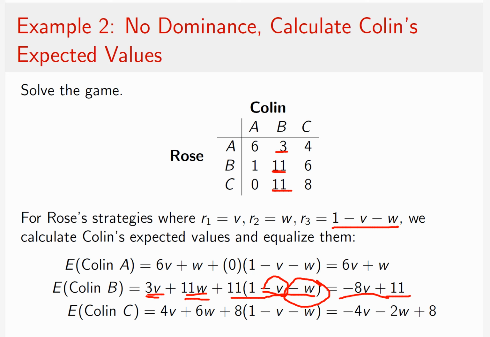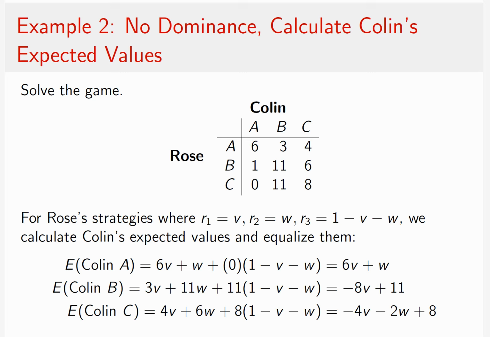All right, and then for C, I have 4V plus 6W plus 8 times 1 minus V minus W. So you see the plus 8 when I distribute. I have 4V minus 8V, so negative 4V. I have 6W minus 8W, so negative 2W. And I hope that's clear how those expected values are coming around. If it's not clear, pause the video here in just a second, right about now, and you can work through those and make sure that those expected values are making sense to you.